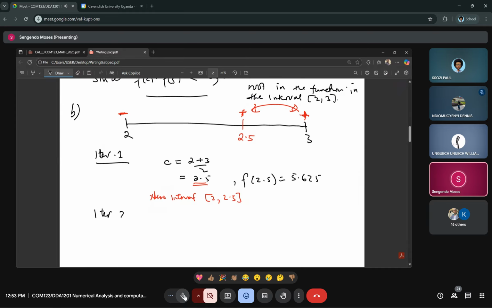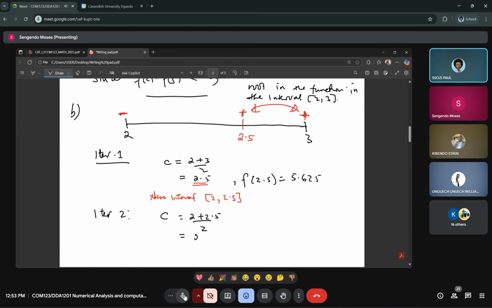Iteration 2, still we get a C. Okay? So now the C becomes (2 + 2.5) / 2. This gives us 2.25. Then we get F(2.25). Substitute and see what we get.